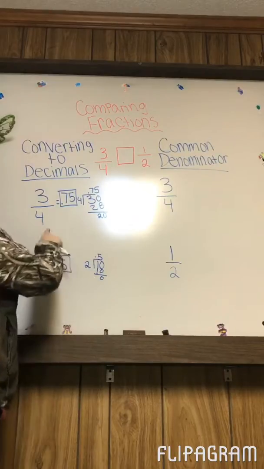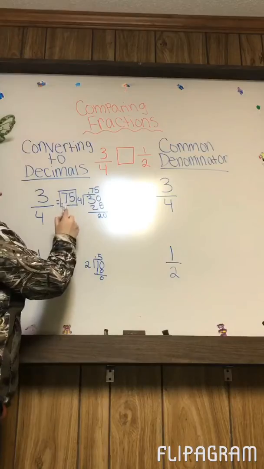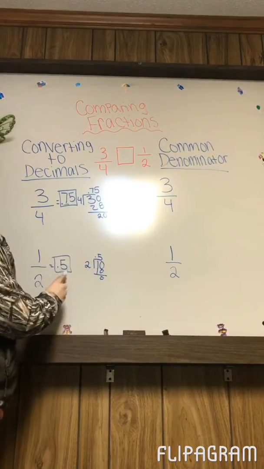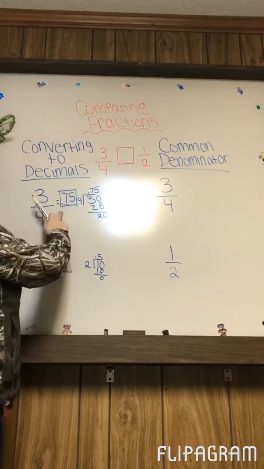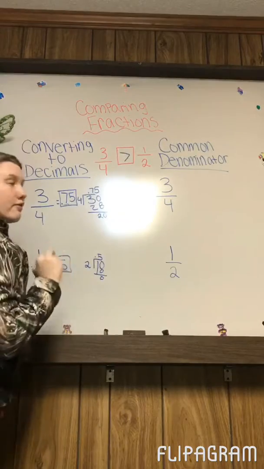And you'll see that 3/4 is greater than 1/2 because you look at the tens place, and the tens place on this one is a 7, which is greater than the tens place on this one, which is a 5. So since this tens place is greater, that means that 3/4 is greater than 1/2.